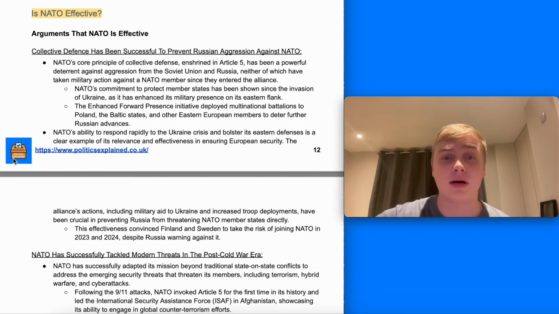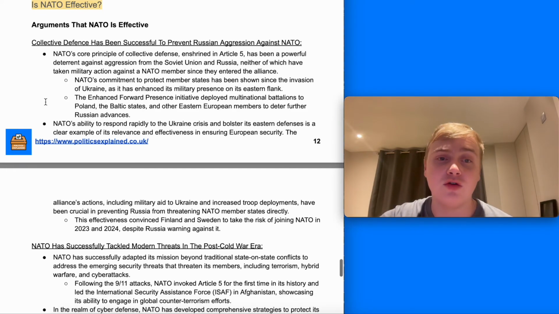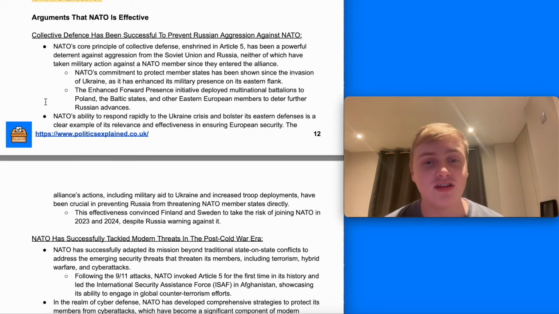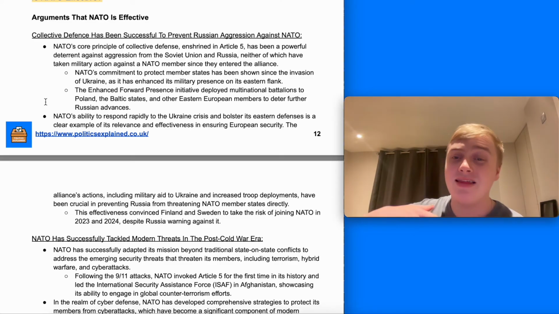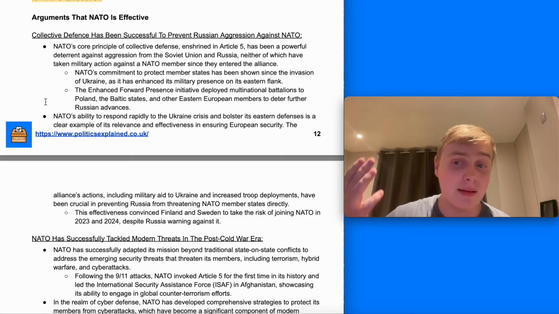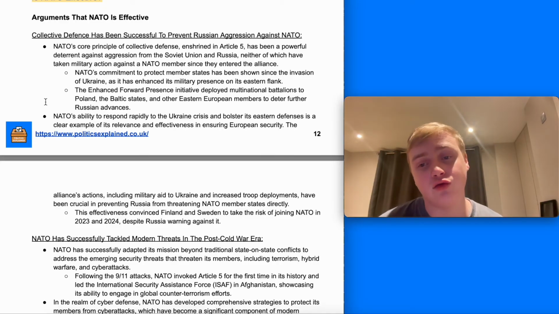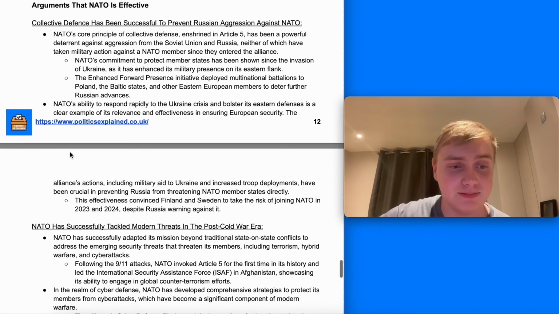Its commitment to protect member states has been shown since the invasion of Ukraine, as it's enhanced its military presence in countries such as the Baltic states and Poland. Whilst its ability to respond rapidly to the Ukraine crisis and bolster its eastern defence is a clear example of its relevance and effectiveness in ensuring European security. And this effectiveness and importance to its member states can be seen in the fact that it was really attractive joining NATO for Finland and Sweden, which joined in 2023 and 2024 respectively.